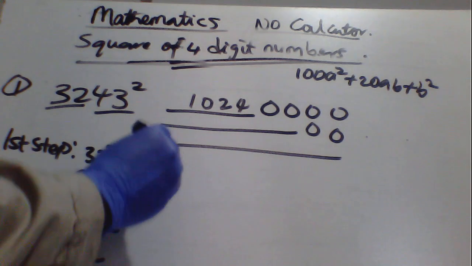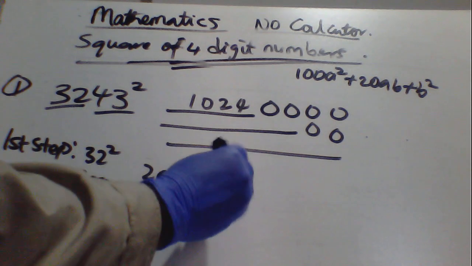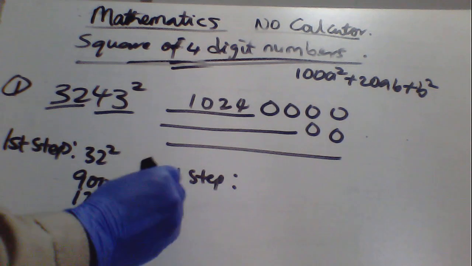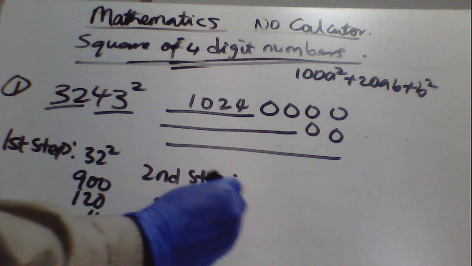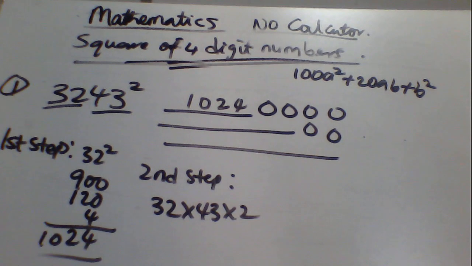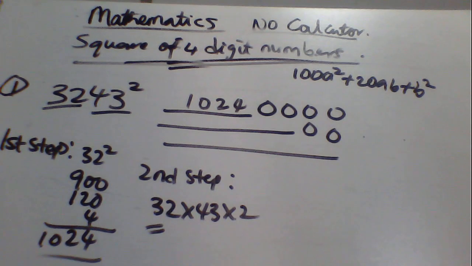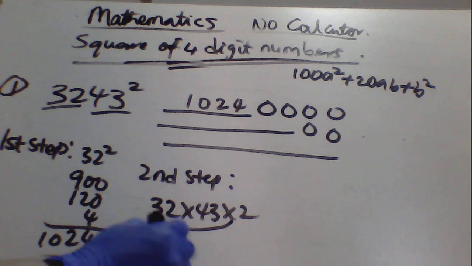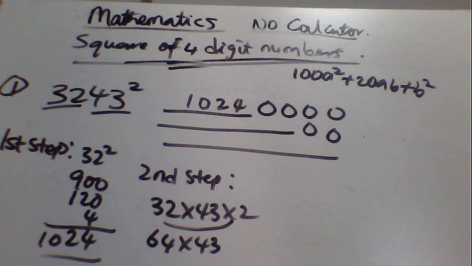Second step is to find the product of these numbers. 32 times 43 times 2. So how do you do that? Here is where you will do some work. Multiply these two, you give us 64 times 43.